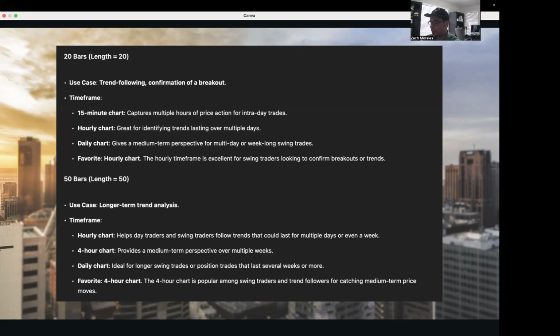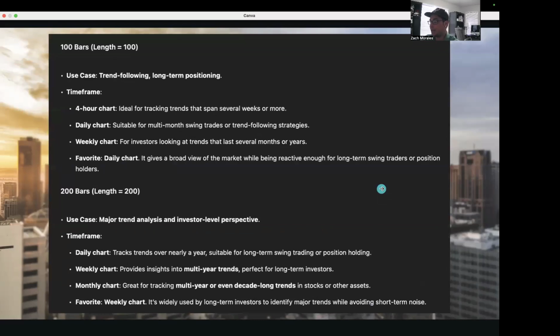You can use that one on the 1 hour to help day traders and swing traders follow trends that could last for multiple days or even a week. The 4-hour chart provides a medium term perspective over multiple weeks. And the daily chart is ideal for longer swing trades or positions that can last several weeks or more. The favorite for this one, obviously, going to be the 4-hour, looking to catch medium term price moves. And then the favorite for this one is going to be the daily chart.